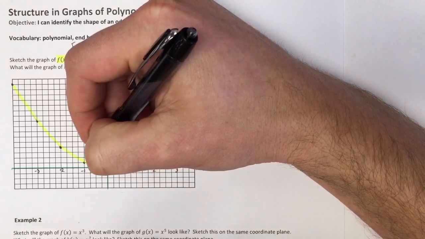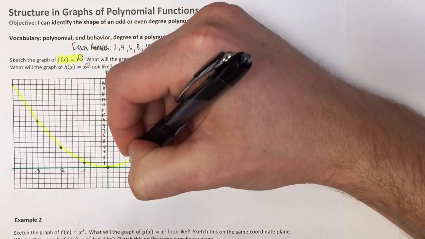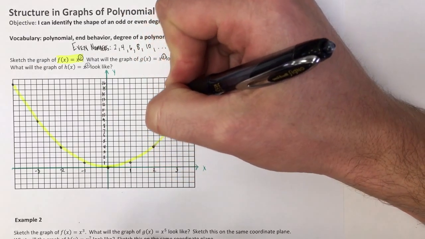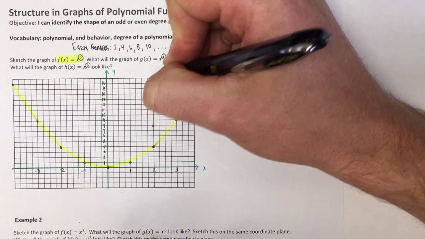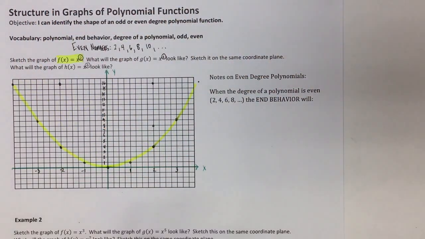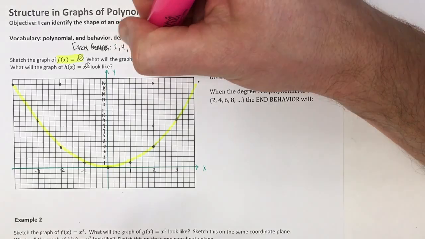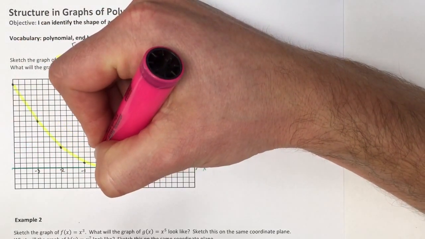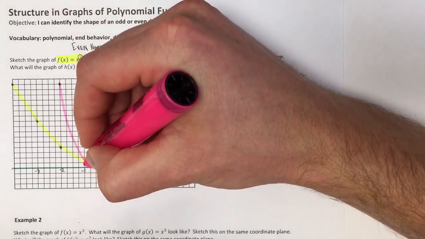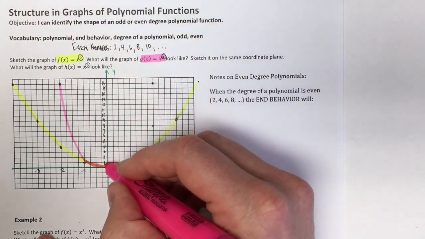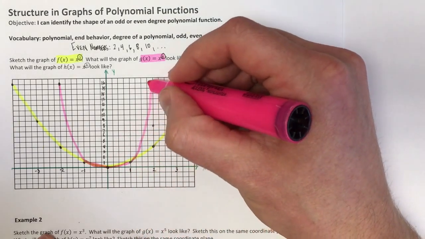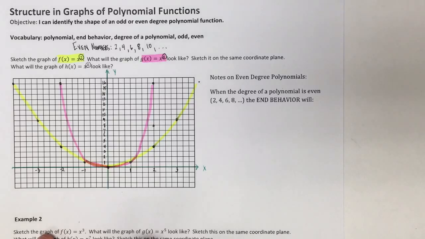So x to the fourth is 0, 0. 1 to the fourth is also 1. And then 2 to the fourth is 16. Negative 2 to the fourth is also 16. And so now I'm going to do this in pink. I sort of have to follow this same pathway initially. It's a little bit beneath from 0 to 1. A little bit beneath here, but then it shoots up. And so that's what x to the fourth looks like.